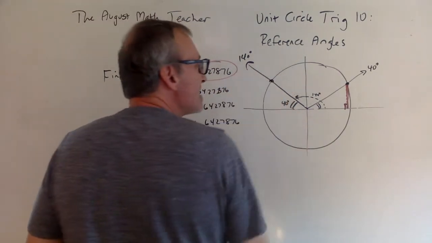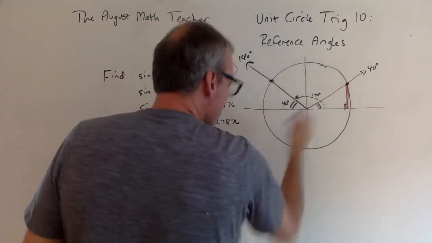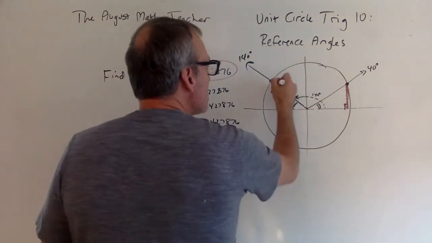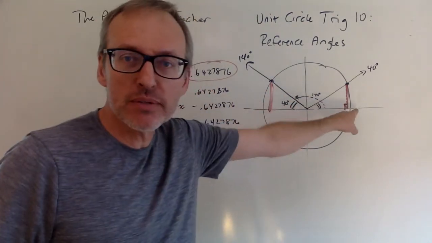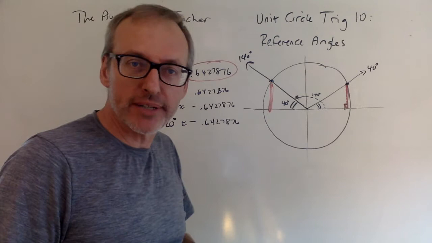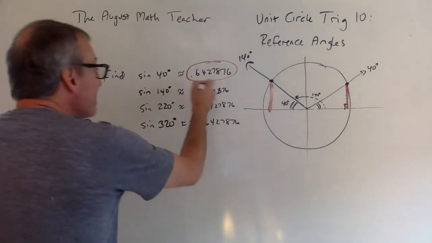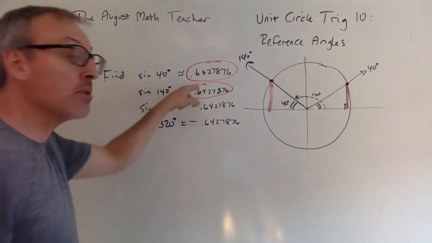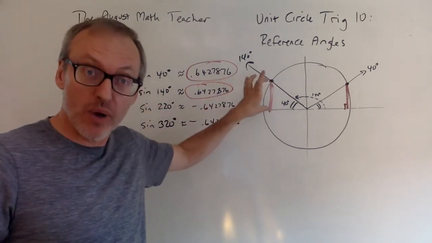And so do you see it? Since this one is exactly the same angle with the x-axis as that one, do you see that physically this height is going to be identical to this one? This one looks a little bigger because I didn't draw it as well. But still, do you see these are going to be exactly the same? And that is why this number was the same. Because the sine of 140 is a y value. It's the height.